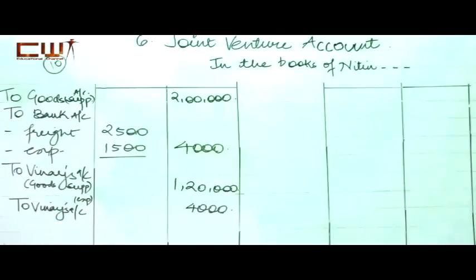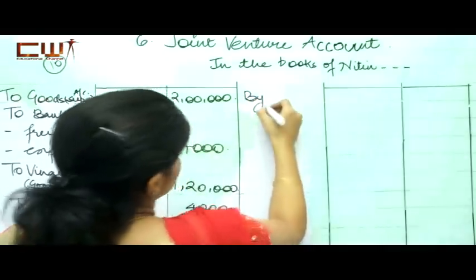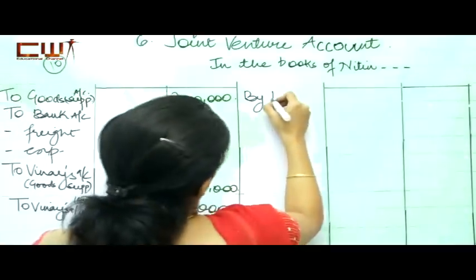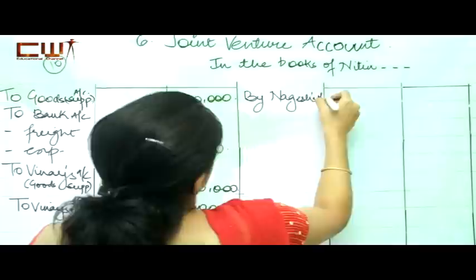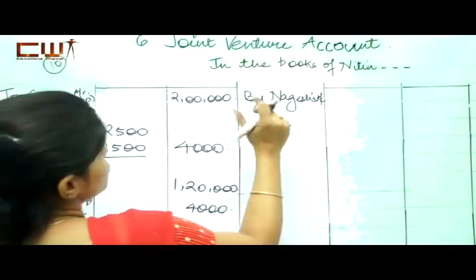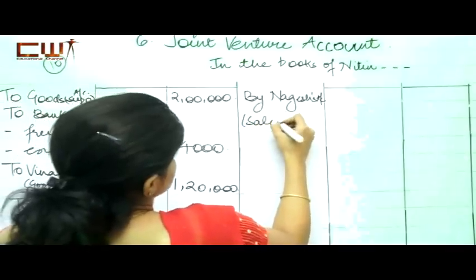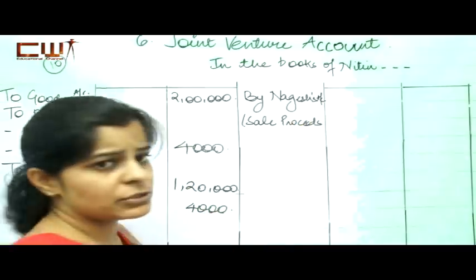Next is what? Nagesh remitted 2,50,000 by draft to Nitin and the balance to Vinay by accepting a bill. And what else has he done? Has he sold something? Yes, he has sold the goods for 4 lakh. So by whom has the goods been sold for 4 lakh? Nagesh's account. See, Nitin and Vinay are giving goods to Nagesh. So this is sale proceeds. How much? 4 lakhs.